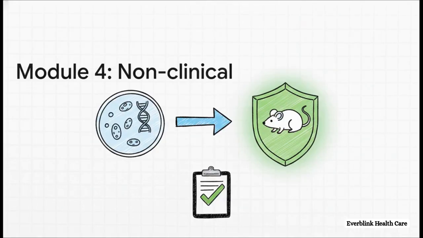It holds all the preclinical data, so all the work done in labs and in animal models. This is where scientists show the drug does what it's supposed to do and, critically, provide the safety data that gives regulators the confidence to say, okay, yes, you can now test this in humans.